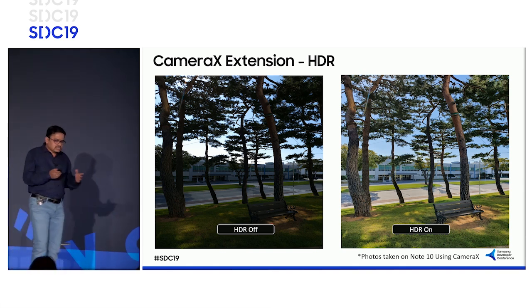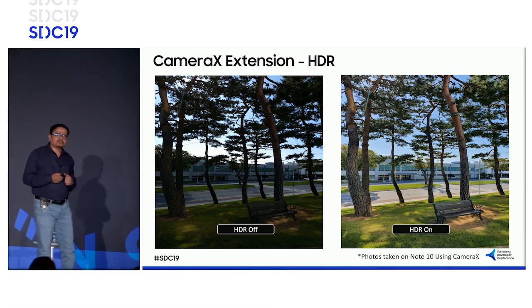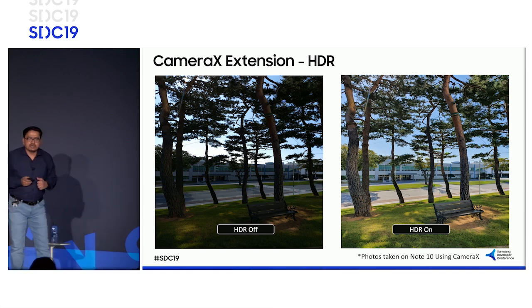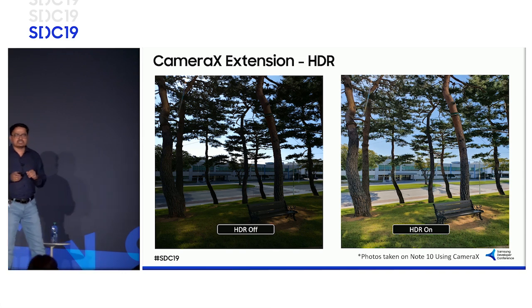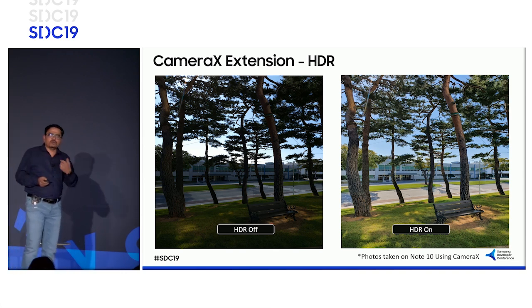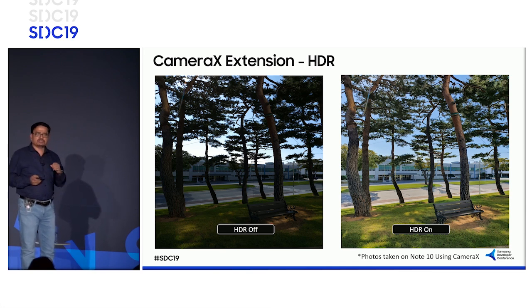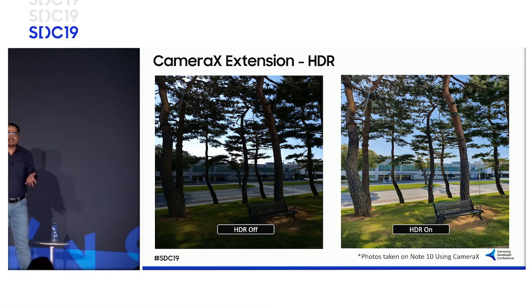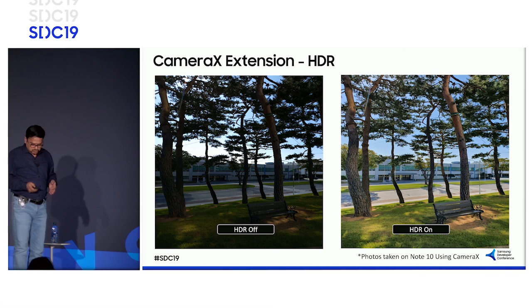So to make this comparison more fair, what we have done, we developed a sample application, and with a simple UI, you can just enable or disable any extension. When you enable, it invokes that particular extension. When you disable, it falls back to the Camera 2 API. So that on the same Galaxy Note 10 device, we can easily see a comparison with and without.